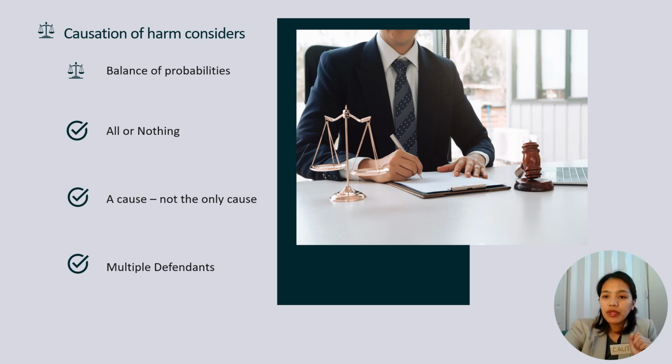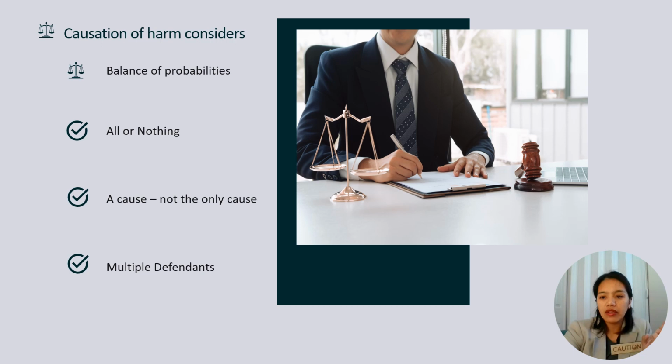There are four principles to consider about causation of harm. Number one is the balance of probabilities, which means that the plaintiff is required to prove at least a 51% chance or higher that the defendant owed a duty of care, breached the standard of care, and caused the plaintiff to suffer. Number two is the all or nothing.